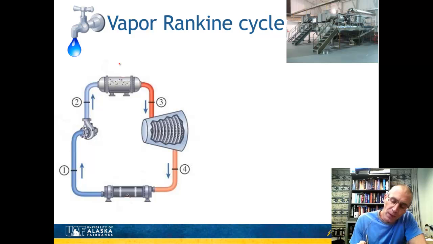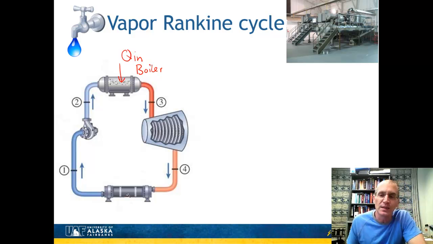We have a boiler, and this is where heat goes into the system. We take something that's pretty much a liquid and we turn it into a vapor. You can see in this diagram going from blue into red. This is normally called a boiler because that's effectively what it's doing. It's taking a liquid and turning it into a vapor. It's often a little superheated, going from a saturated vapor up to a superheated vapor, and we'll talk about that in a little bit.